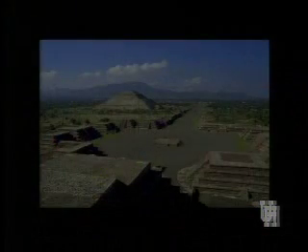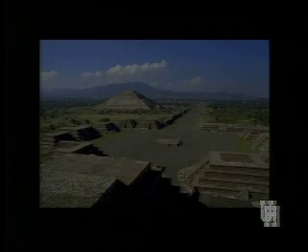Its organization was amazing. Its organization was awe-inspiring in that everything built at Teotihuacan was oriented to the street that you see on your screen. Everything was oriented towards what is now called the Avenue of the Dead. We have no idea if the Teotihuacanos actually called it thus. This was the name that the Aztecs gave it much later.